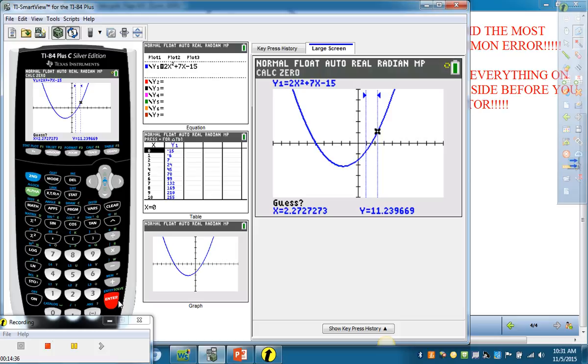You got it? So try again, second calc, zero. Move to the left side of the x-intercept, hit enter. Move to the right side, hit enter. Hit enter one more time.